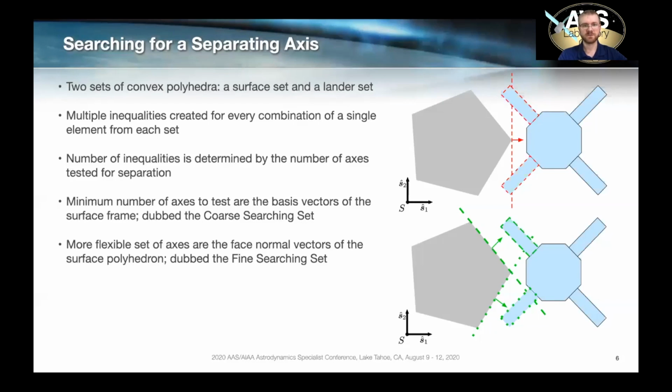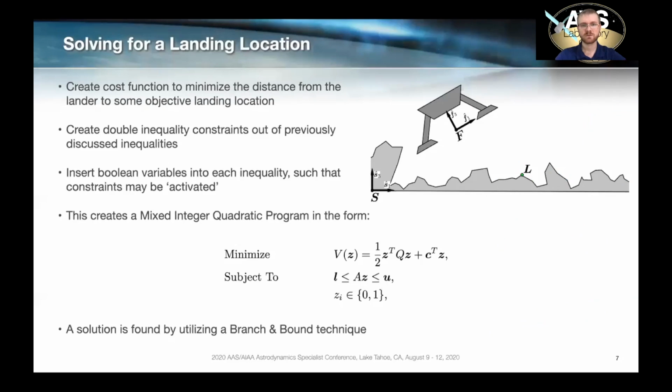Regardless of the searching set used, there will be a version of the previously defined inequality for every direction of every combination of surface and lander shapes. This leads us to how we will solve for a non-intersecting landing location. First, we set up the problem where we want to minimize the distance from the origin of some lander frame F to an objective landing location point labeled L.